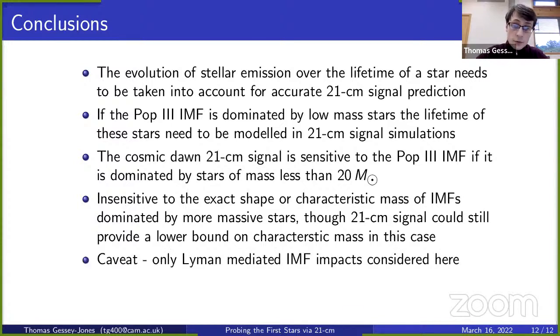However, all this work comes with the caveat that we've only considered 3 of those 9 effects so far. And it's possible that the introduction of other ones will break this high mass degeneracy and make the 21 centimeter signal an even better probe of the POP3 IMF.